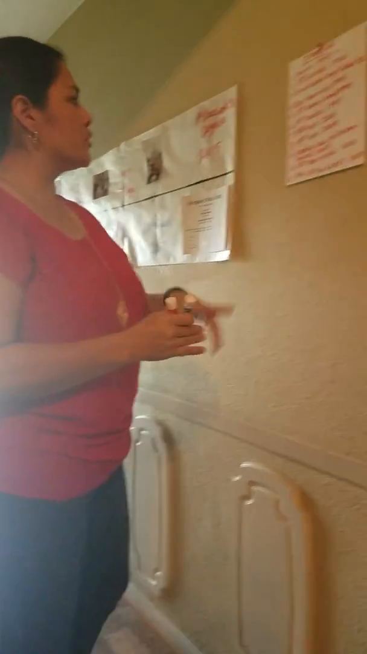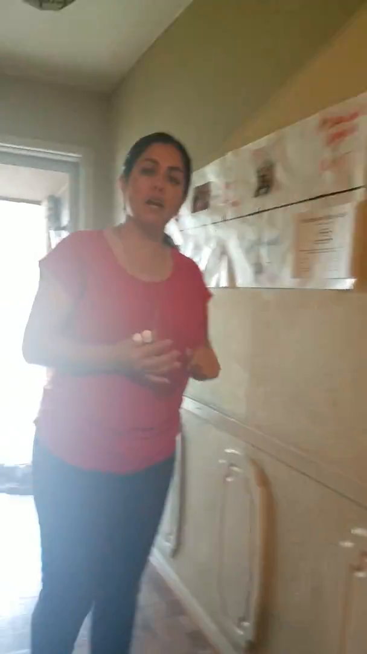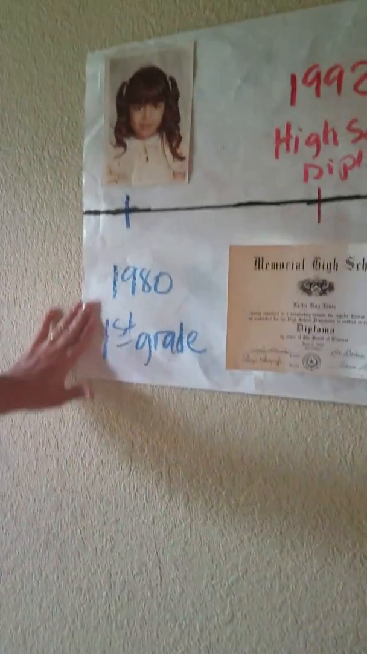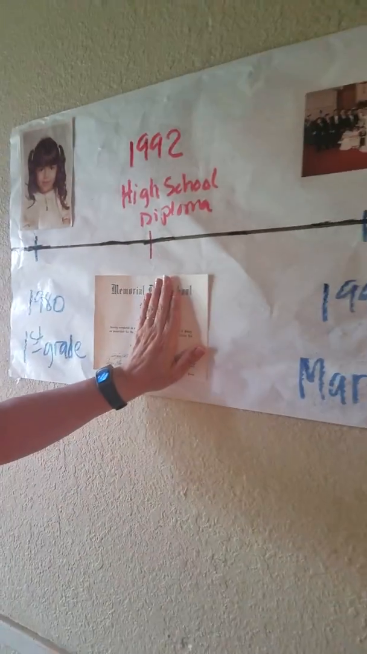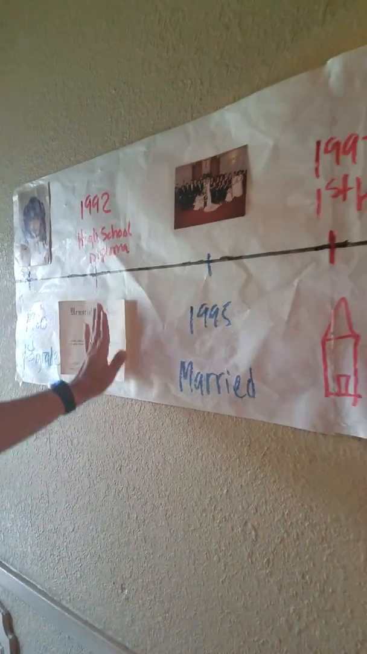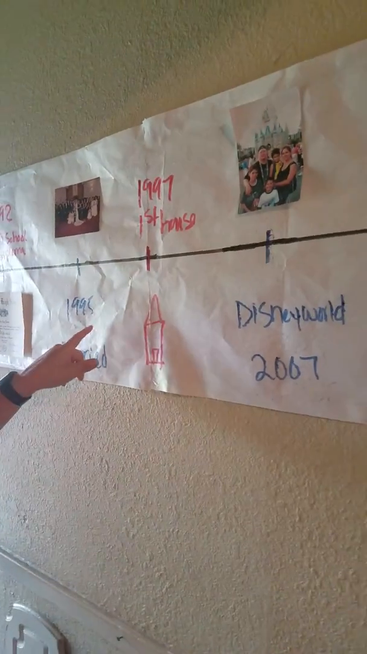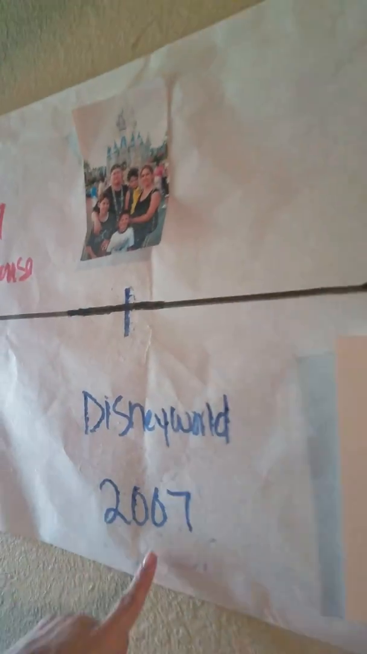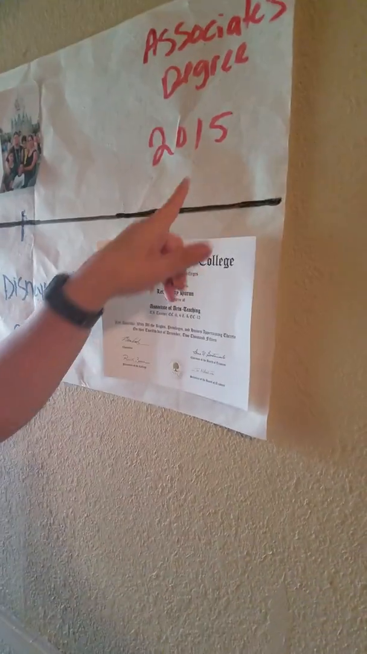Okay, and this, boys and girls, is the timeline of my life. So it begins in 1980, first grade, high school diploma in 1992, married in 1995, our first house in 1997, Disney World in 2007, and my associate's degree in 2015. And this is the timeline of my life.